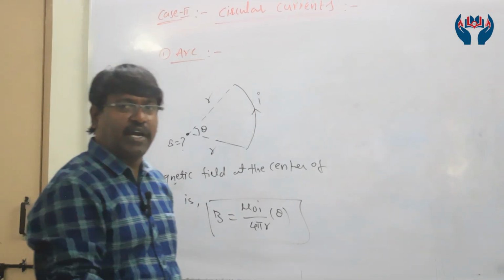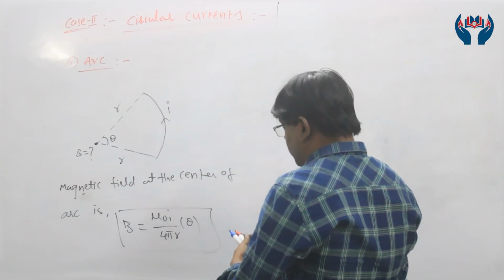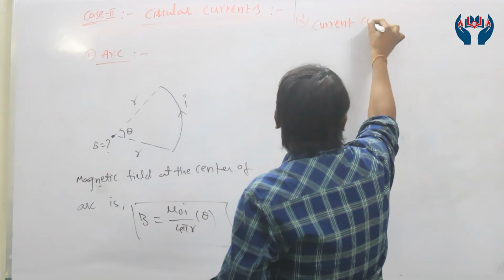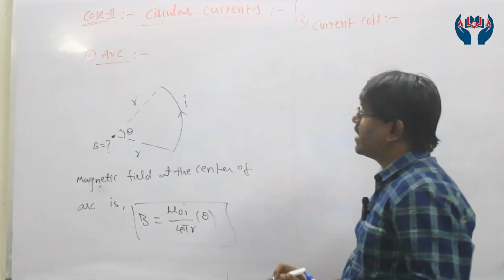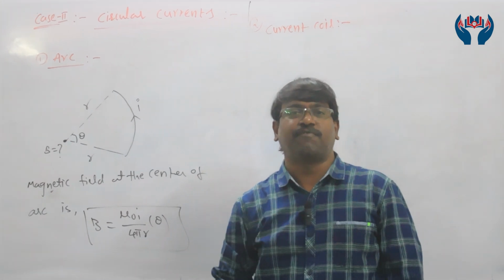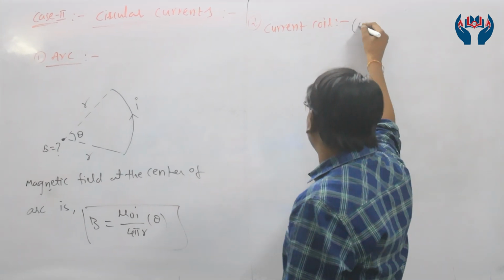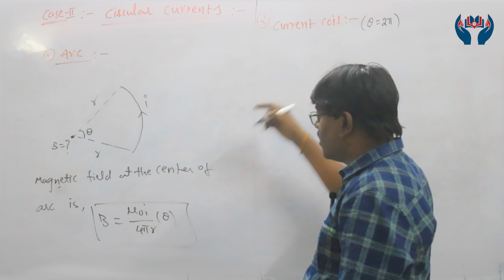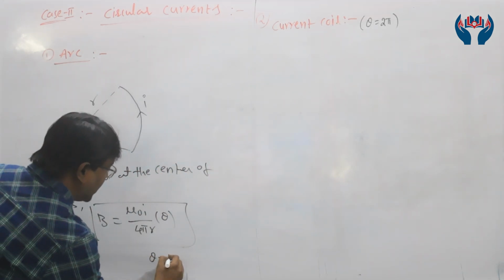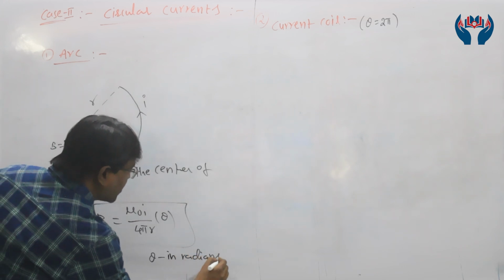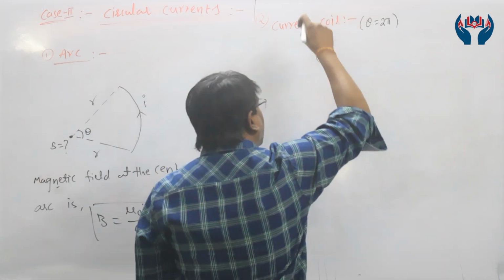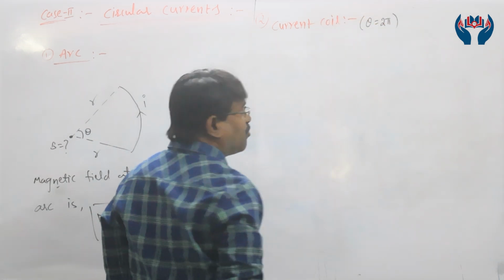Now consider a second application, a circular current coil. A coil means a complete circle. What is the theta value for a complete circle? Theta becomes 2 pi radians. Here we have to consider theta in radians, not in degrees; only then will you get the correct magnetic field at the center. So for a complete ring, theta is 2 pi radians.